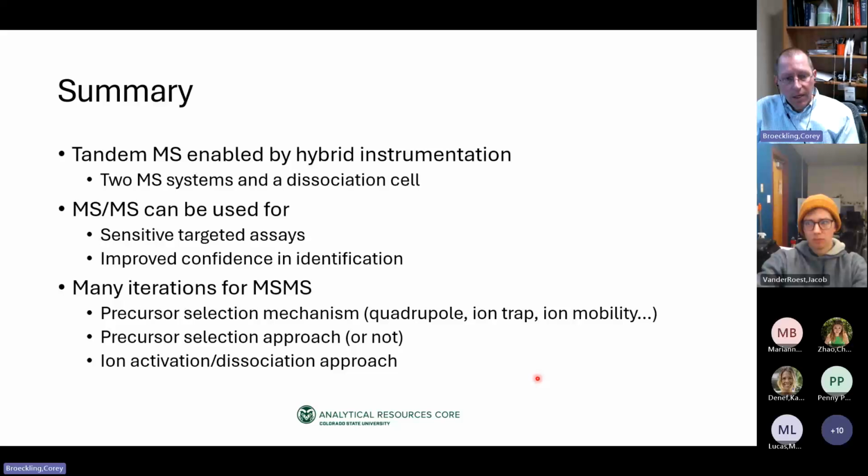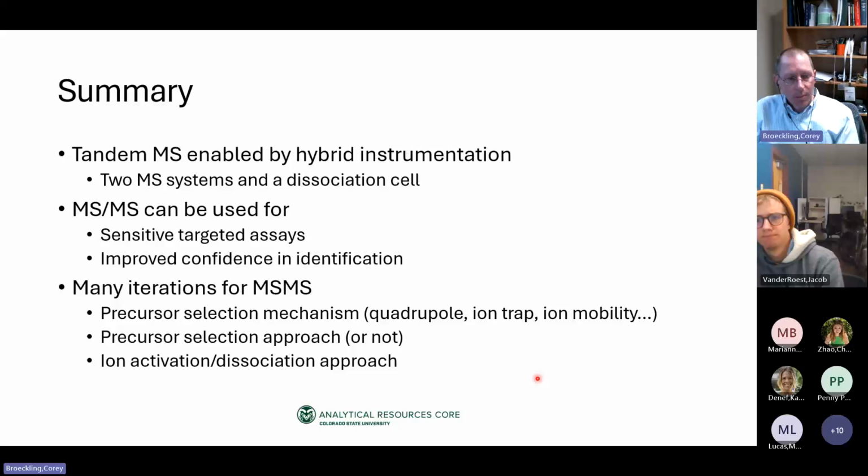And we talked about the various precursor selection mechanisms that include both quadrupoles and ion traps, but also ion mobility. Precursor selection approach can be very targeted or very untargeted. That is, we can be very focused on one ion if we have a very targeted question, or we can try to be as broad as possible by using a data-dependent MSMS approach where we're still selecting precursors, or data-independent approaches where we're selecting a wide range of precursors without any notion of what the MS level data looks like.